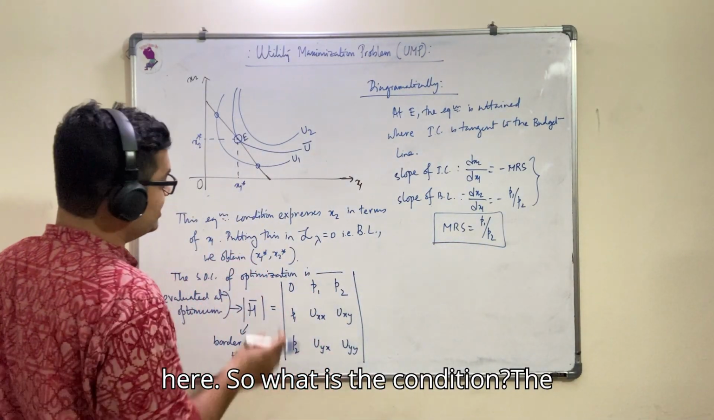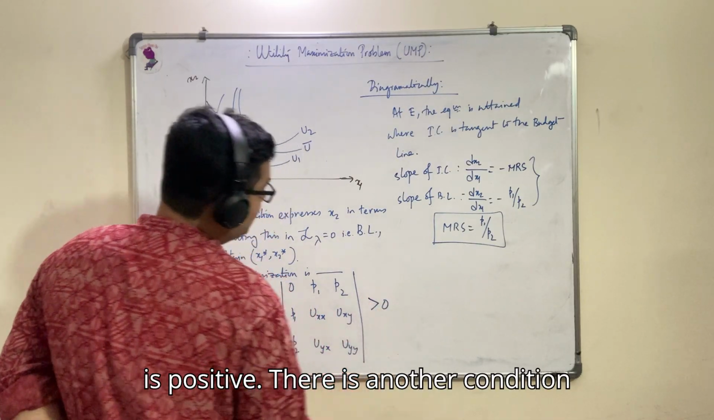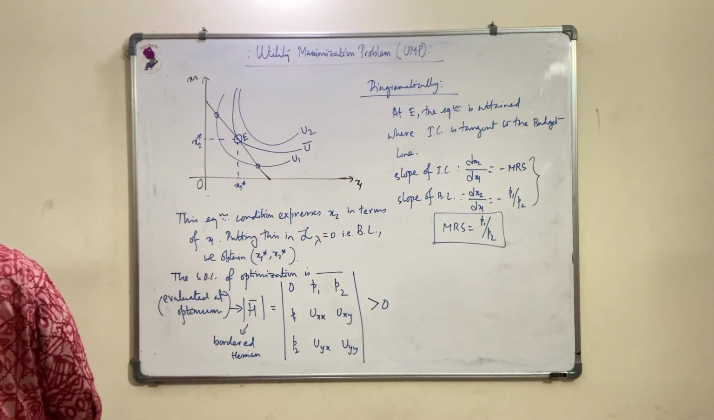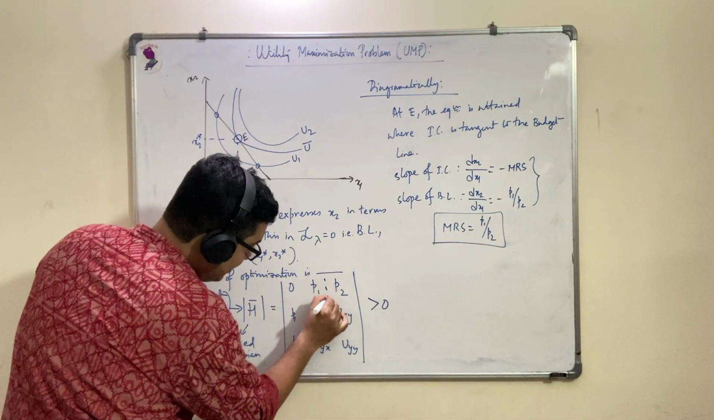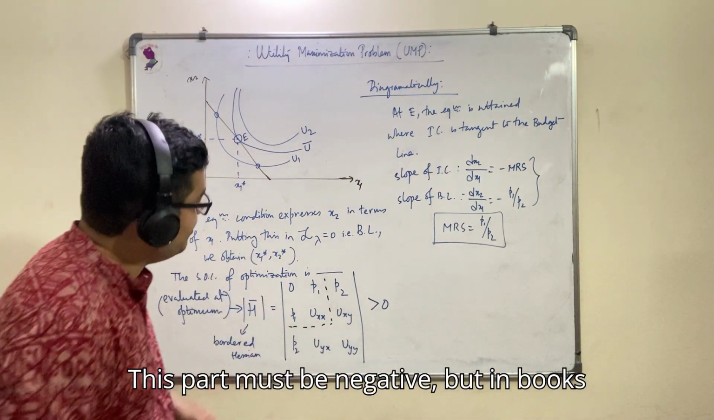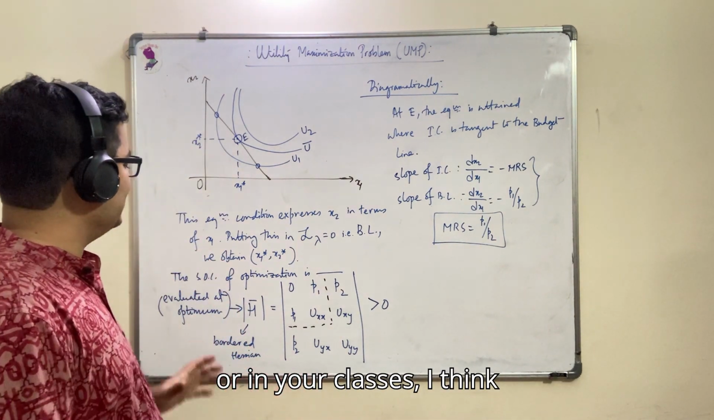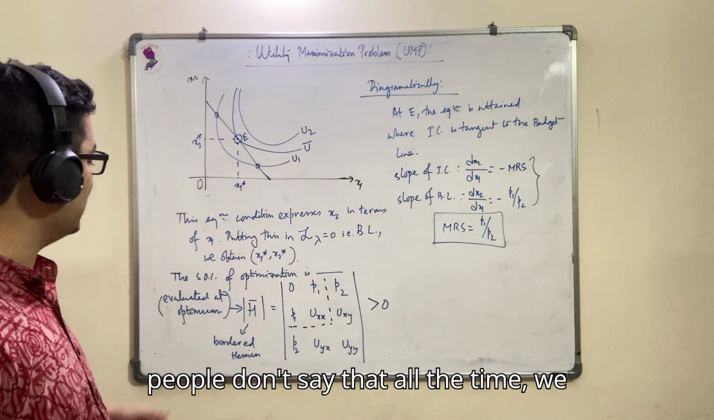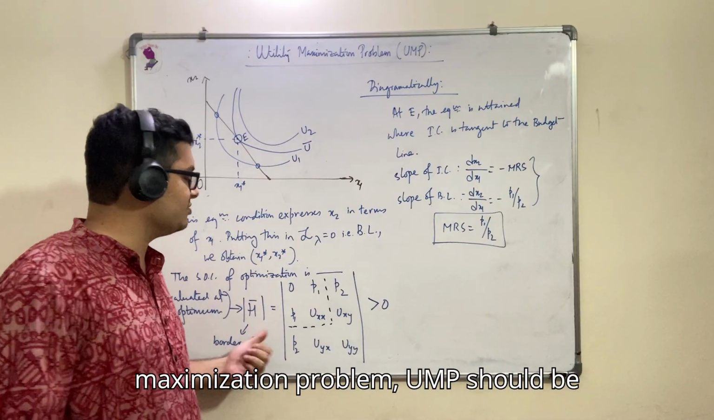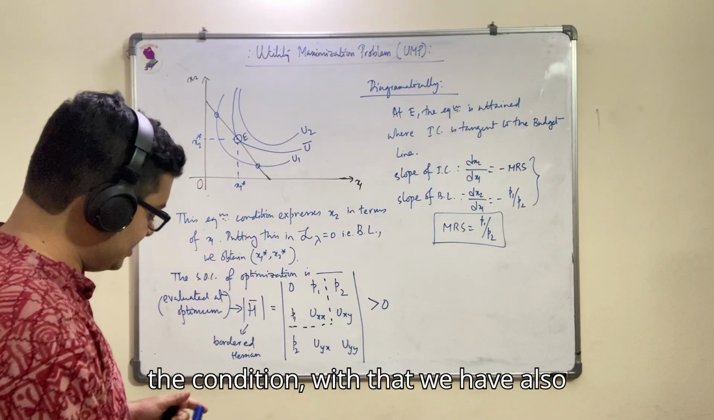Okay, so what is the condition? The second order condition is that this one is positive. There is another condition also, and that is this part, which must be negative. But in books or in your classes, I think people don't say that all the time. We just simply state the bordered Hessian of a maximization problem, UMP, should be positive, and we end it here, but that's not true. This is obviously the condition.